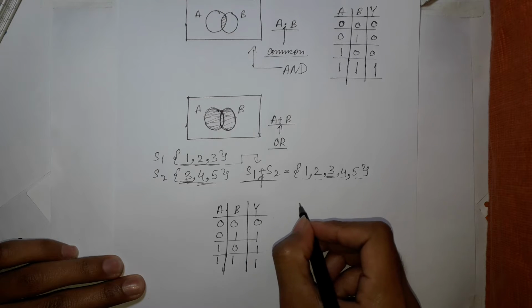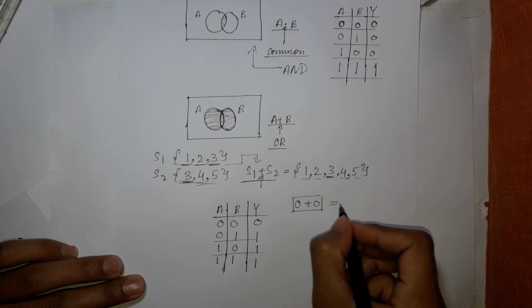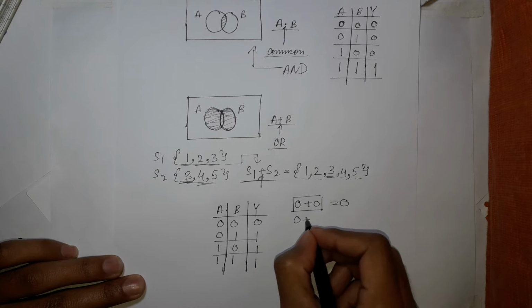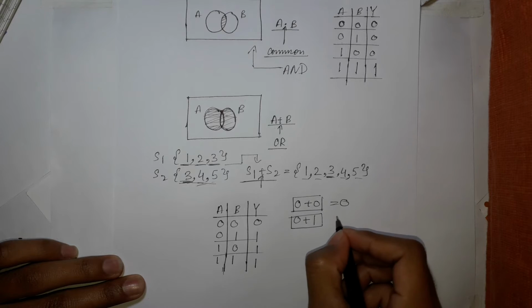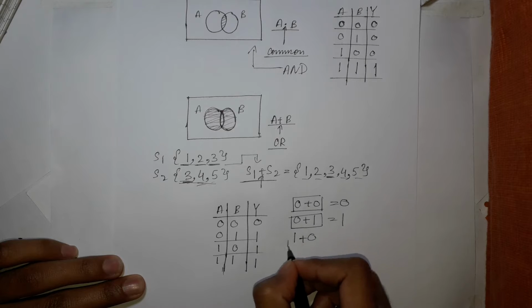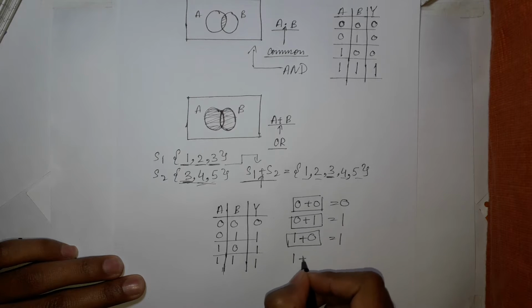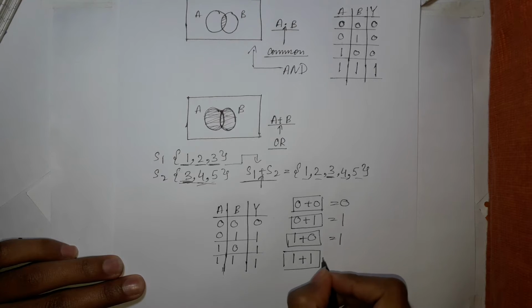So 0 or 0, what is the total of this? It is nothing but 0. What is the total of 0 or 1? Nothing but 1. What is the total region covered by 1 or 0? That is nothing but 1. What is the total region covered by 1 and 1 itself? It is nothing but 1. So this was the justification of our OR gate using the Venn diagram.